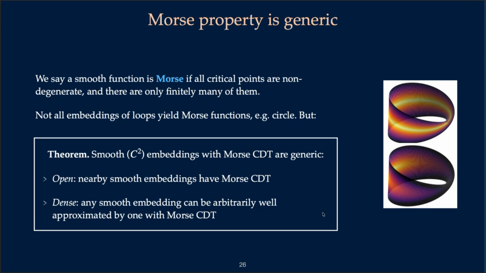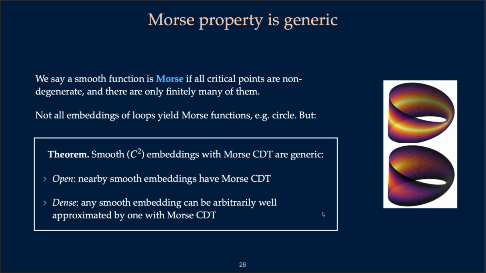So if you just perturb your circle a little bit, you might get an ellipse, and that ellipse is something that has 2 critical points. One is a maximum, and one is a saddle point. So we are able to prove that for smooth embeddings of circles, the set of those embeddings whose chordal distance transform functions have this Morse property, finitely many critical points and non-degenerate ones, is generic in this sense. So it's first open.